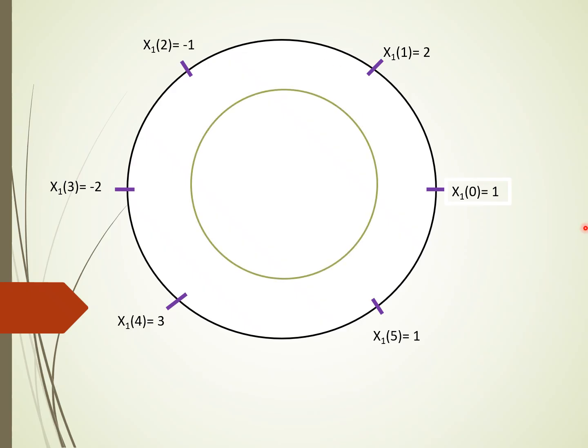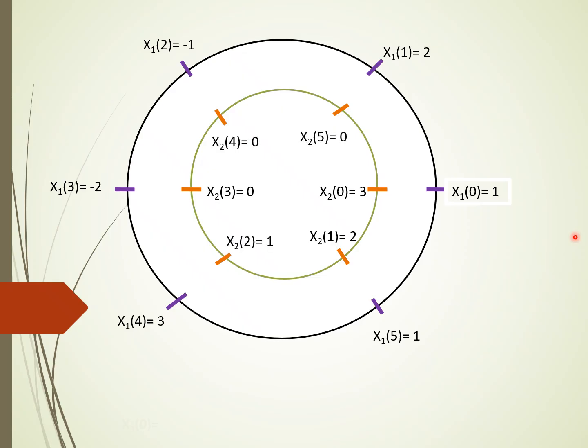Sketch the inner concentric circle. Equally space all the 6 points along the inner concentric circle. Mark the origin point of x2 of n, which is nothing but x2 of 0, at the same place where we started with x1 of 0. And represent the subsequent values of x2 of n along the clockwise direction as shown here.